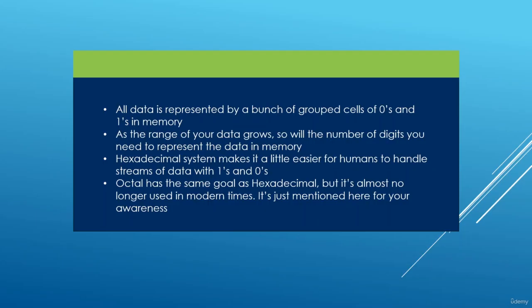Okay, this is really all we set out to do in this lecture, trying to make sense of the binary numbers we have in memory and how we transform between them and different forms of data that is easily manipulable by humans. All data is represented by a bunch of grouped cells of zeros and ones. We have seen this. As the range of your data grows, so will be the number of digits you need to represent the data in memory. We have seen that the hexadecimal system makes it a little easier for humans to handle streams of data in ones and zeros. Octal has the same goal as hexadecimal, but it's almost no longer used in modern times. I just mentioned it here for completeness.